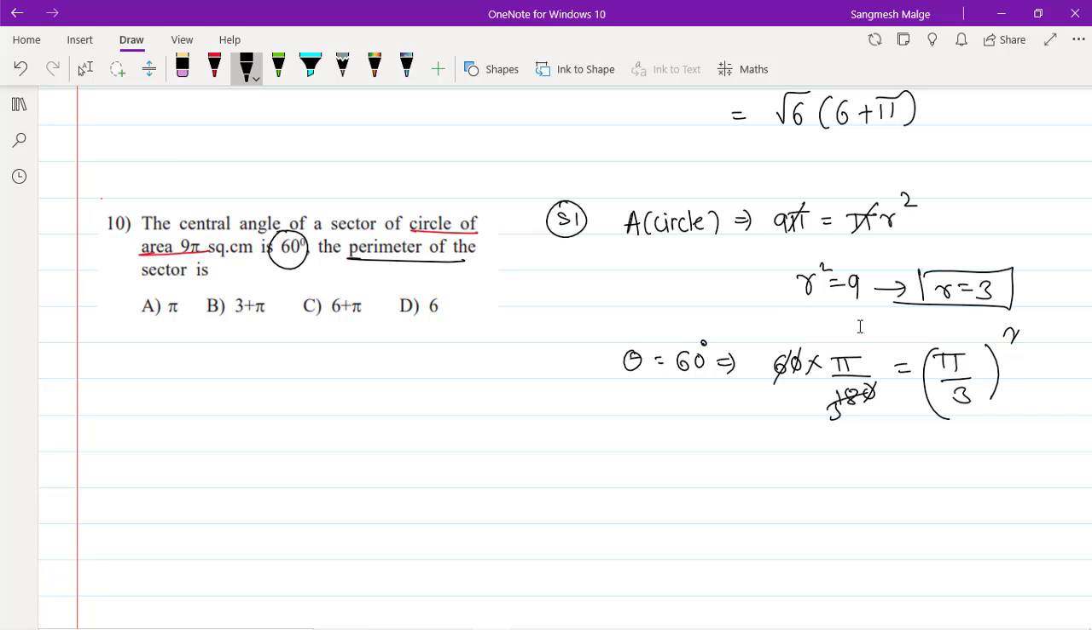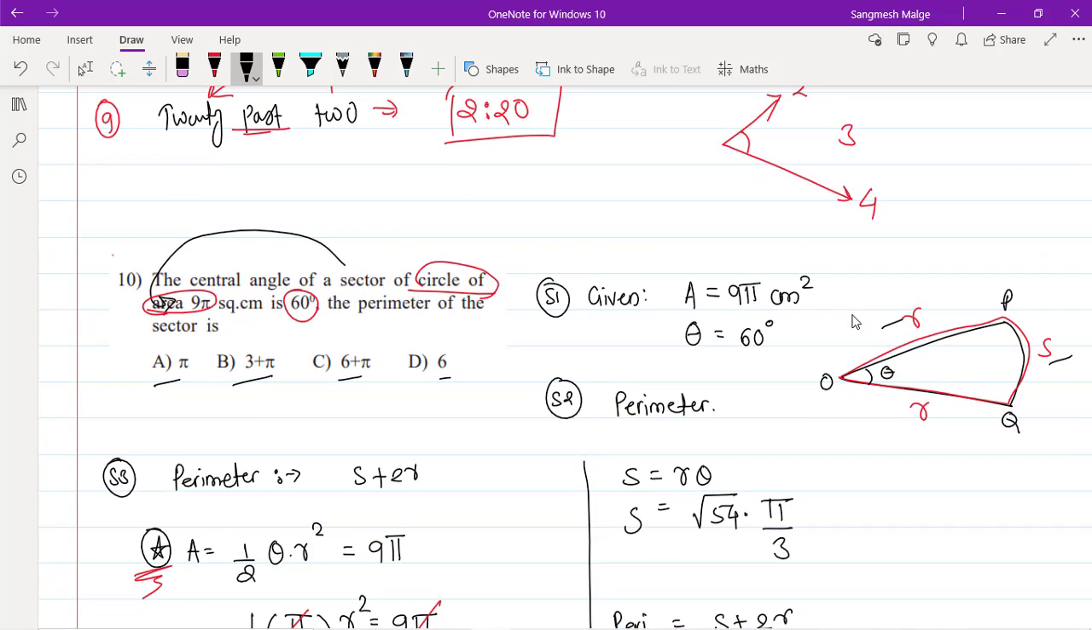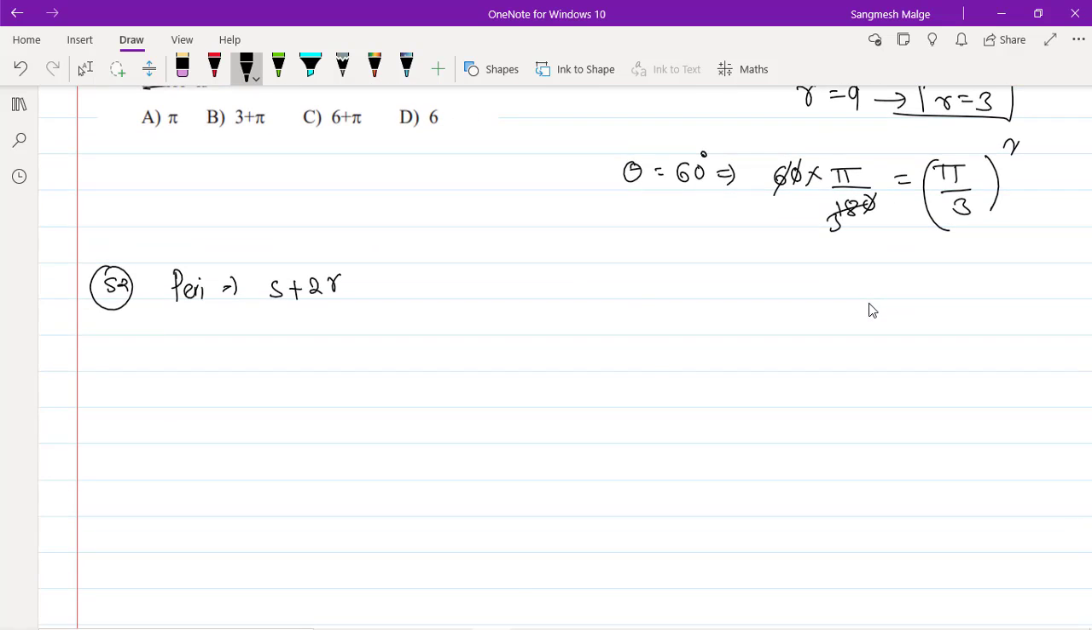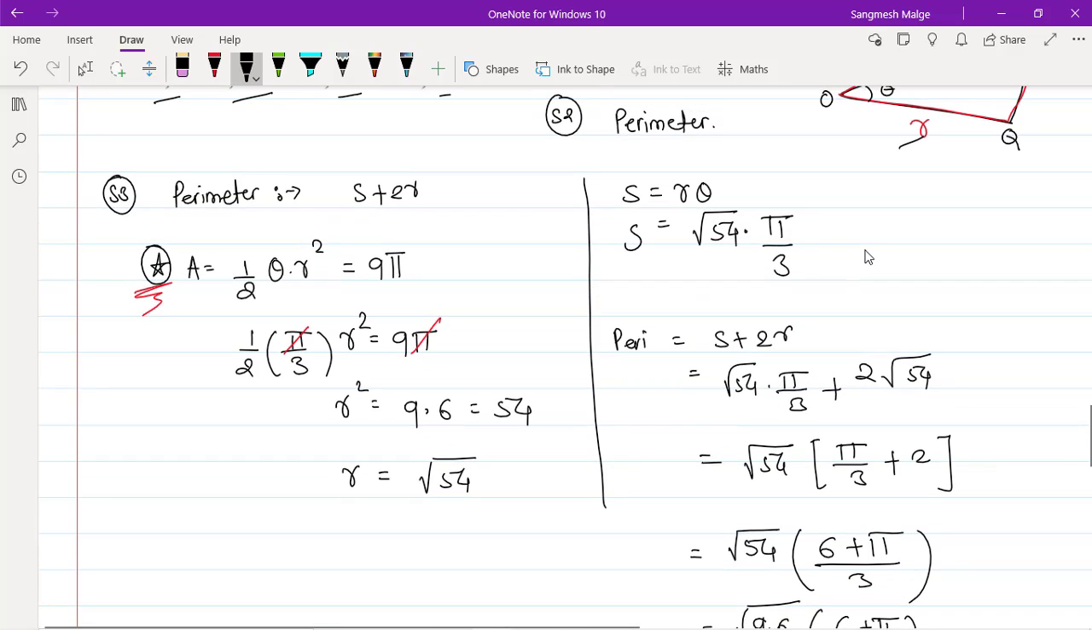What is the next step is I want to find the perimeter. So perimeter of this sector is nothing but s plus 2r, from this figure. So find the values now. s is nothing but r into theta plus 2r. What is r we have? It is 3. What is theta we have, it is pi by 3, plus 2 into r, again 3. Okay, we have done a very simple mistake in reading the question. So it becomes pi plus 6. So this is my answer. Is it okay everyone? So this one is wrong.